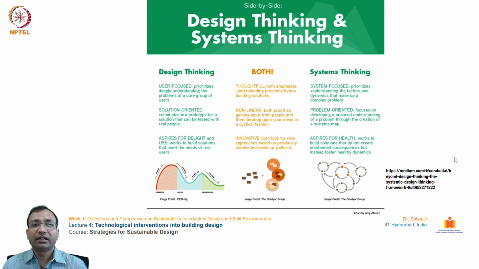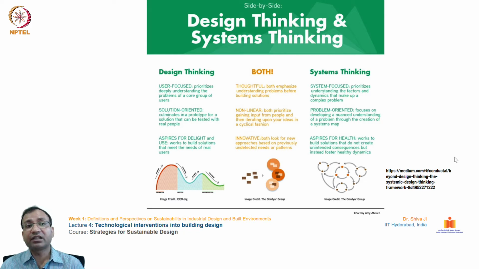There are two major philosophies for designing products, for coming up with a solution for any problem. The first is design thinking. We have studied earlier in our design courses what design thinking is. It is always user focused, and it prioritizes a deeper understanding of the problems of the core group of users. It goes with the solution orientation in mind and culminates in a prototype that can be tested with real people, user feedback can be taken, corrective measures can be taken, and the product can be redefined.